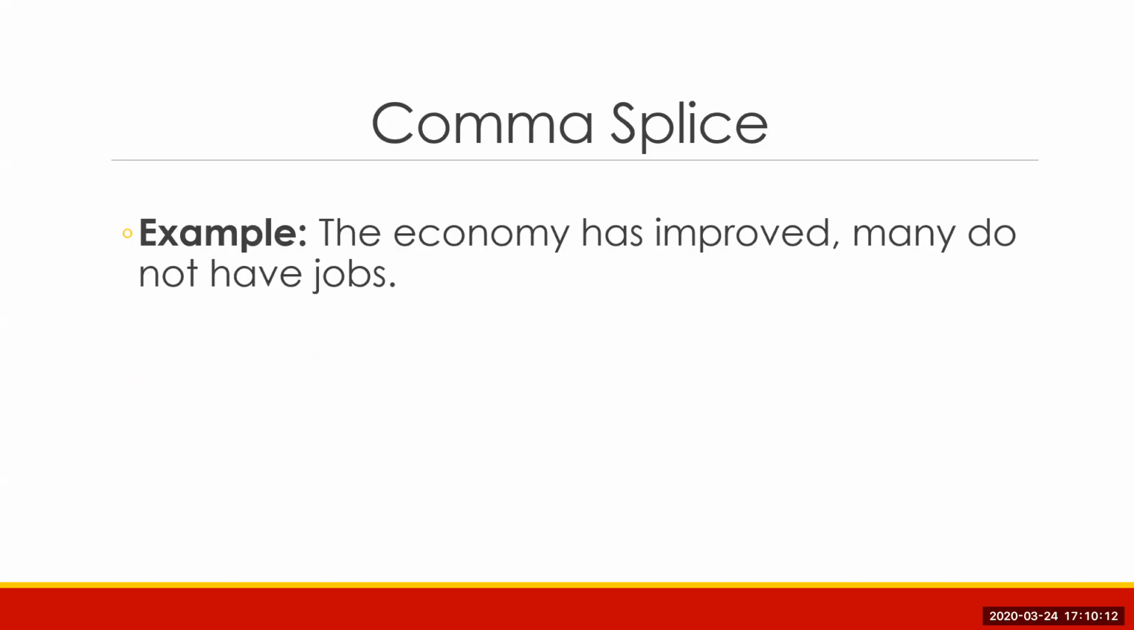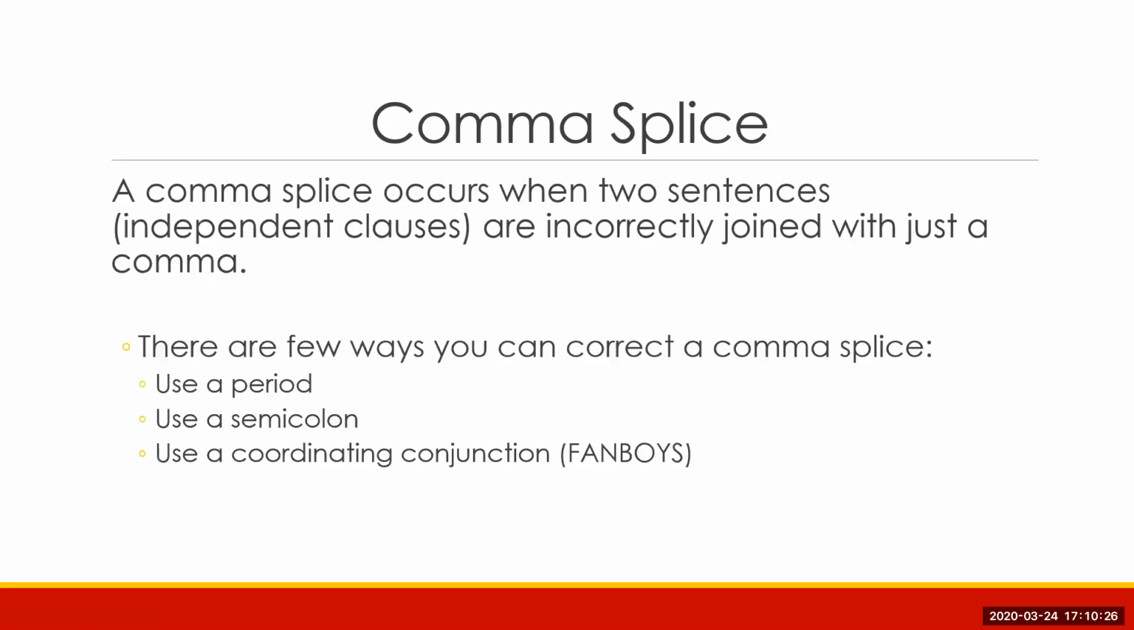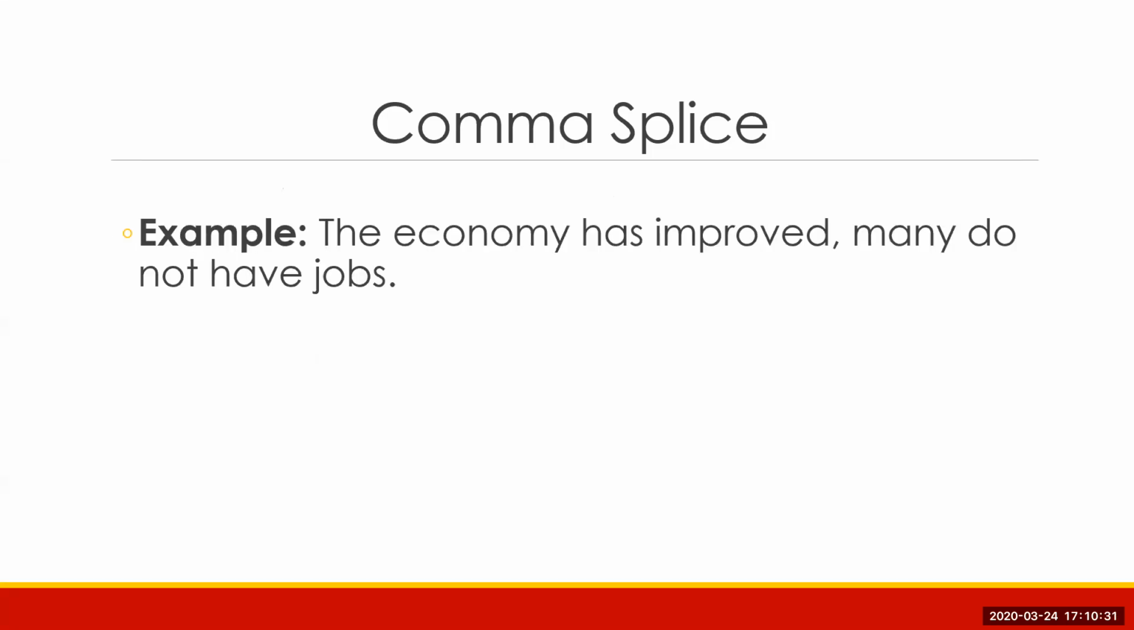So one example of a comma splice is: the economy has improved, many do not have jobs. I'm going to give you a second to think about how you could correct this. Again, you can use one of the three strategies I mentioned: a period, a semicolon, or a coordinating conjunction. Go ahead and pause here so that you can correct the sentence. Okay, so now that you've corrected the sentence, there are actually three ways you can revise it.